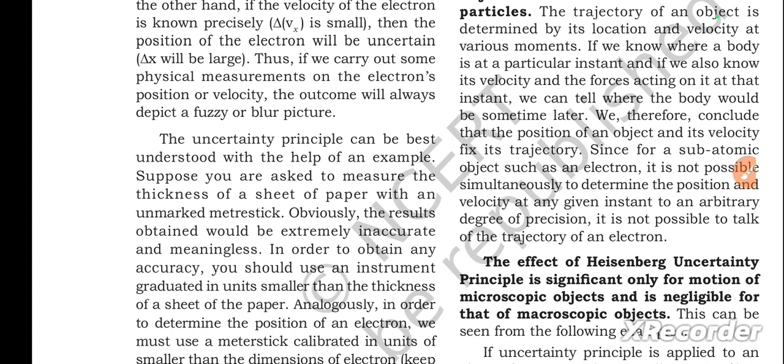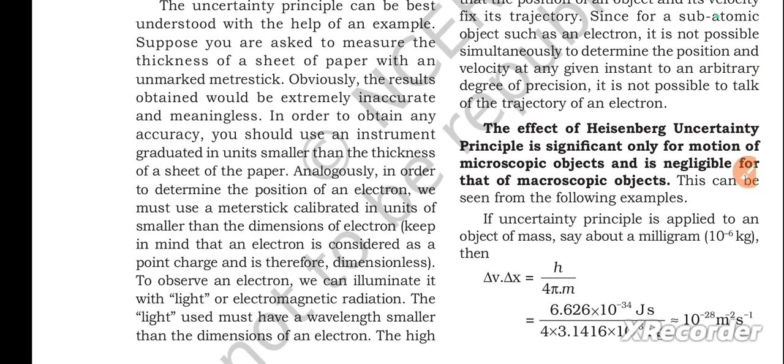Suppose you are asked to measure the thickness of a sheet of paper with an unmarked meter stick. Obviously, the results obtained would be extremely inaccurate and meaningless. In order to obtain any accuracy, you should use an instrument graduated in units smaller than the thickness of a sheet of paper. Analogously, in order to determine the position of an electron, we must use a meter stick calibrated in units smaller than the dimensions of the electron. Keep in mind that an electron is considered as a point charge and is therefore dimensionless.